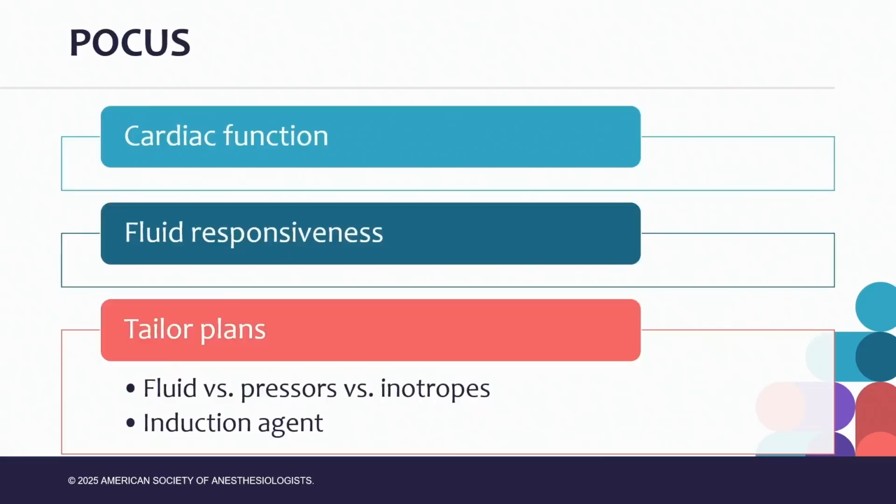So what we've seen for the cardiovascular part is that if you use POCUS, then it can tell you the cardiac function, both left and right. It can tell you fluid responsiveness, and then maybe you can tailor your plans, give some fluids, add some inotropes, vasopressors, and maybe choose your induction agent and the dose appropriately.